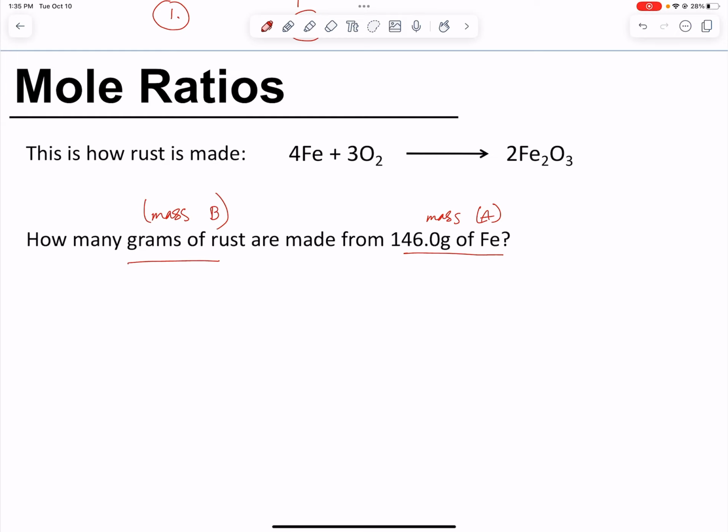We're going to go from the mass of A to the mass of B. So think about the chart. Scroll back up to it if you need to, but step number 1, I'm going to start with 146 grams of iron. You're going to need a periodic table. I have one right here.